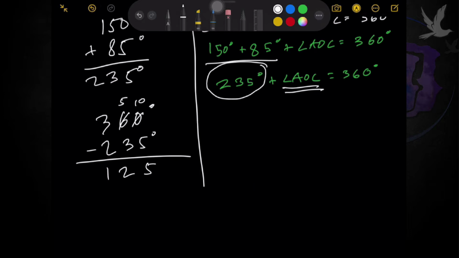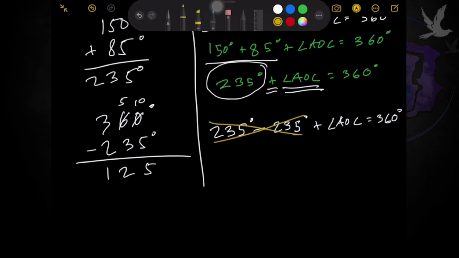And to remove it, since the relationship between 235 degrees and angle AOC is positive, you just need to take the opposite sign of it, which is negative. So, 235 degrees minus 235 degrees and writing back plus angle AOC, which is equivalent to 360 degrees. Okay? So, in this case, we can now cancel this part kasi this basically means 0.